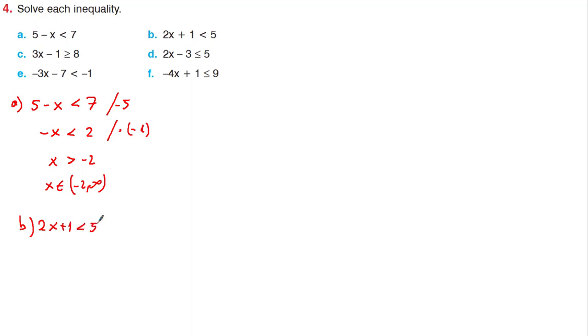Under b, 2x plus 1 is less than 5. We will subtract 1, so we get 2x is less than 4. Divide by 2, and we get x is less than 2. This is in inequality form. As a set, it would be from negative infinity up to 2, because 2 is not included, we will use a regular parenthesis.